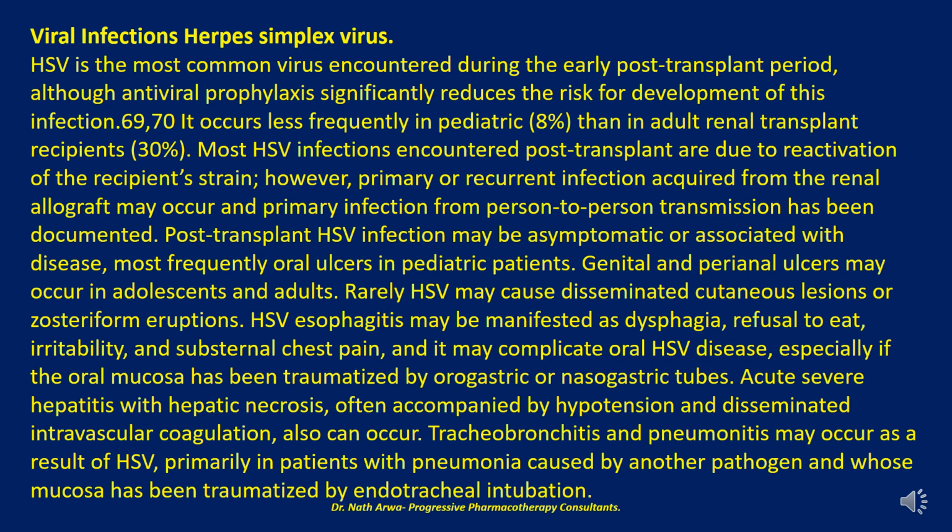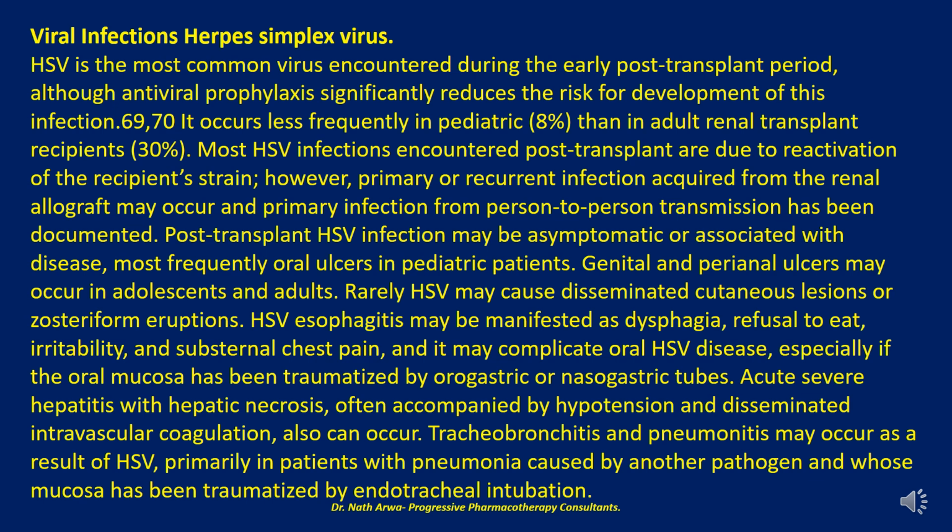Herpes simplex virus esophagitis may be manifested as dysphagia, refusal to eat, irritability, and substernal chest pain, and it may complicate oral herpes simplex virus disease, especially if the oral mucosa has been traumatized by orogastric or nasogastric tubes. Acute severe hepatitis with hepatic necrosis, often accompanied by hypotension and disseminated intravascular coagulation, also can occur.